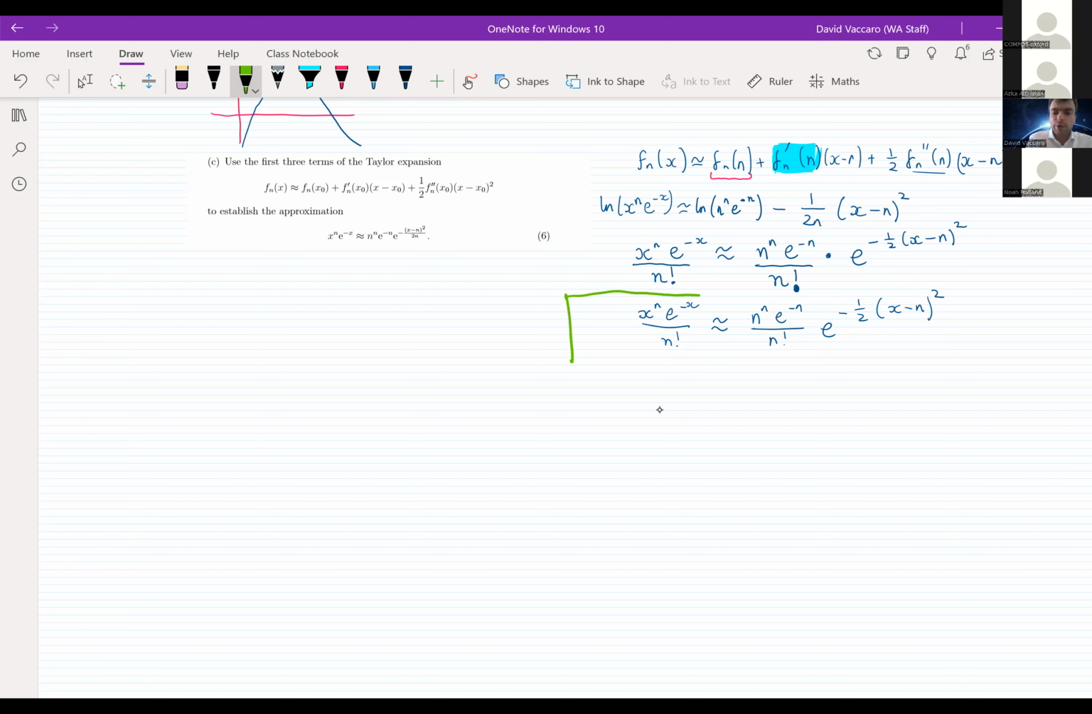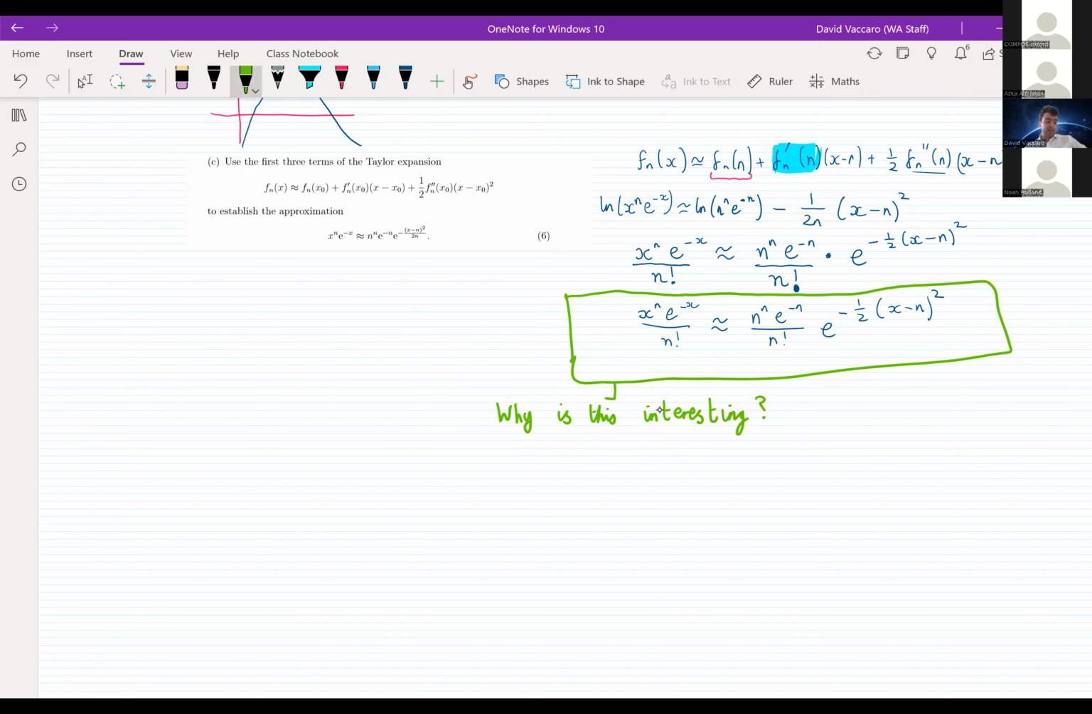Right, I want you to stare at this, and I'm going to ask one of my favorite questions, which is, why is this interesting? Good, the integral is 1. That's a good observation. So we know that if we integrate the left-hand side, we're going to get 1.